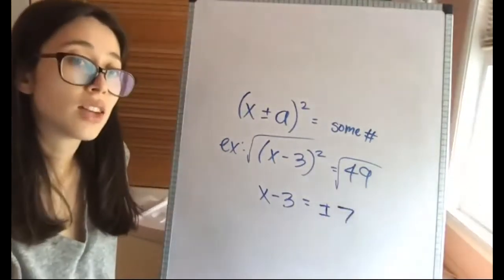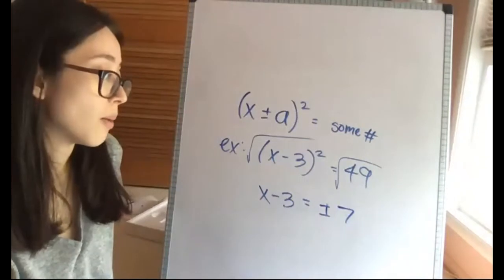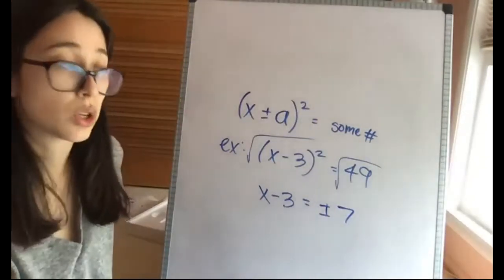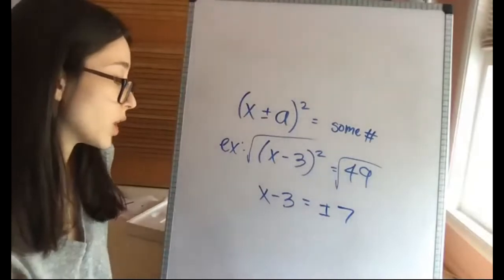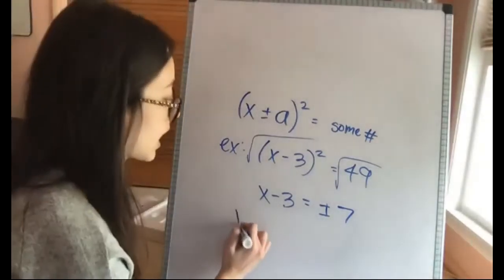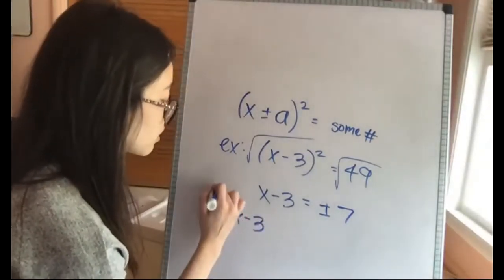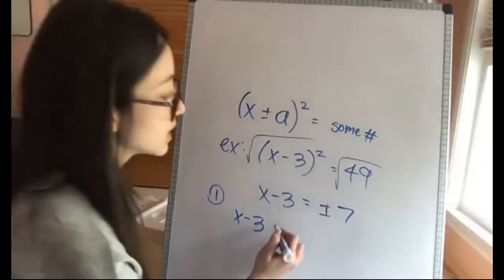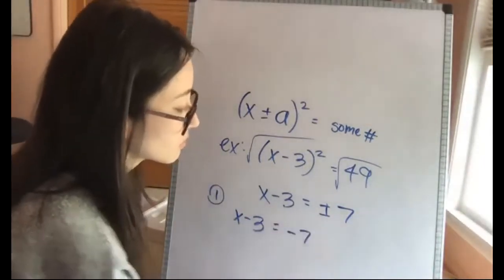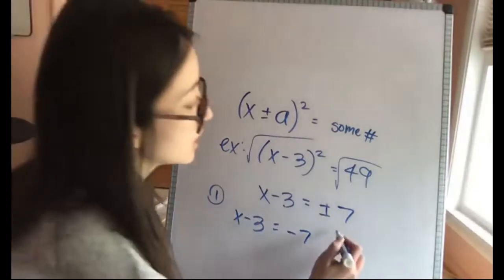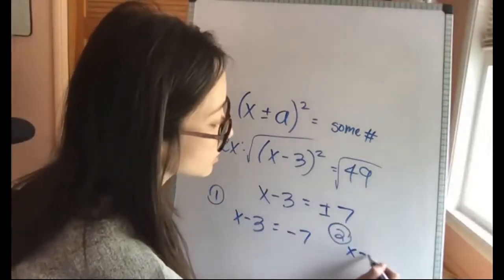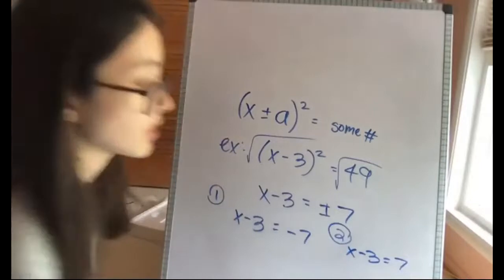And then from here, it's easy for me to solve for what x would have to be. I just split it up into two different possible equations. One possibility is that x minus 3 equals negative 7. And my other possibility is that x minus 3 equals positive 7.